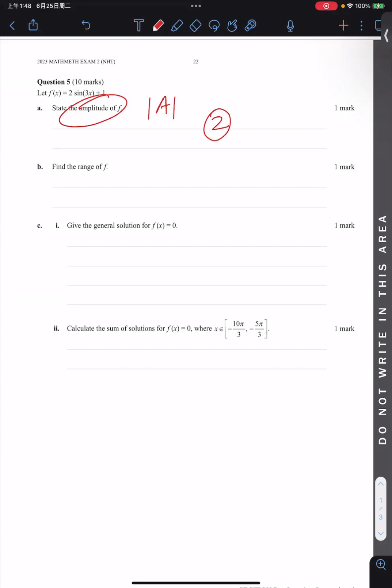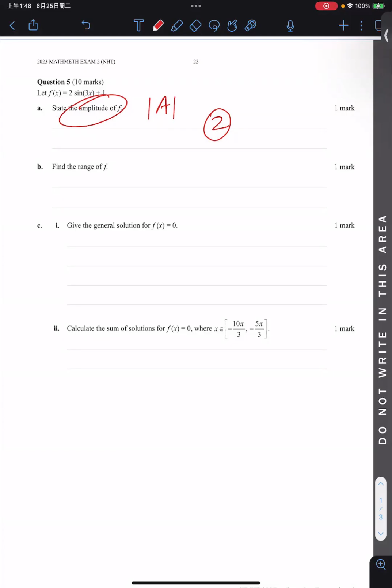Next one, find the range of the function. For the range, you have to find all the possible values, or the interval, for the y value. So in here, f(x) is the y value. Then you have to think about it: the range is going to include the minimum value and the maximum value, and for sine, you can include the end values. So when would you have the minimum value? When sine equals -1.